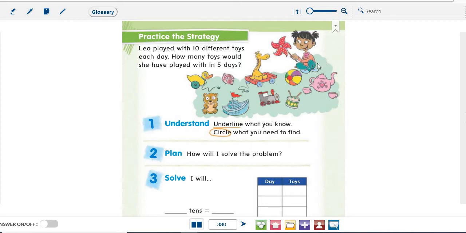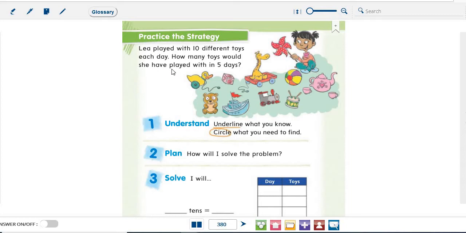This is Leah. She has fun with her toys. Amazing. Leah played with 10 different toys each day. Interesting. How many toys would she have played with in 5 days? What do you think, grade 1? How can we solve this problem?